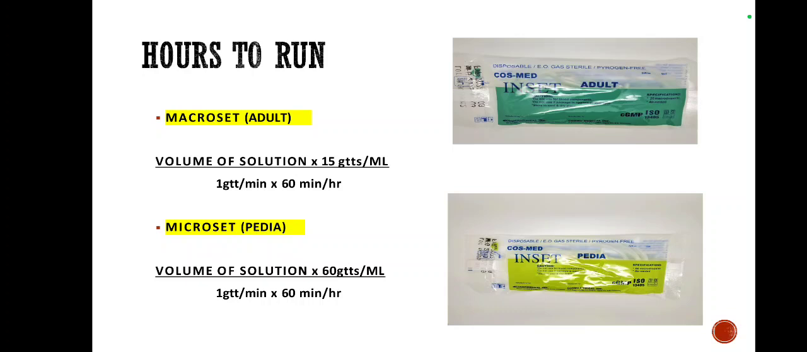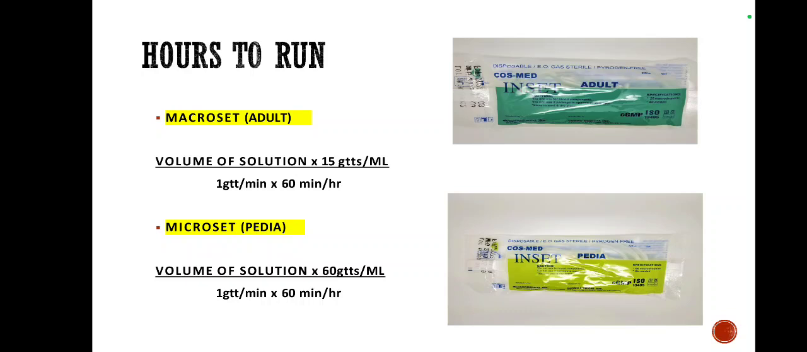The difference between the two is the needle and the drip chamber. The ml of one drop is different from a microset, because in microset the drip chamber of the IV tubing has a needle on it. For macroset, we use the volume of solution and the drop factor, 15 drops per ml. For example, with a drop rate of 1 drop per minute, you multiply it by 60 minutes per hour.